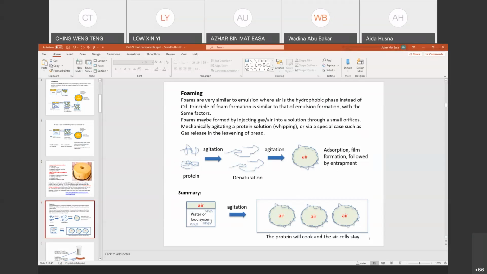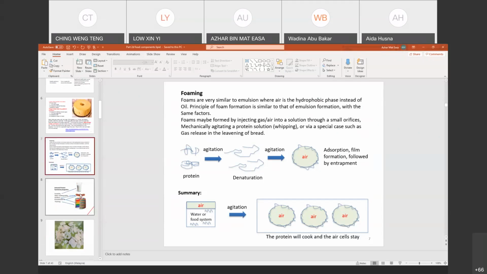Okay, so air on top, of course, water at the bottom. So you do agitation in the presence of protein there. After certain agitation, the protein will surround the air, and when the product is cooked, the protein is cooked, and the air cells stay. So you have cake with foam, and that's how they form. That's how the protein performs its function as foaming agent.